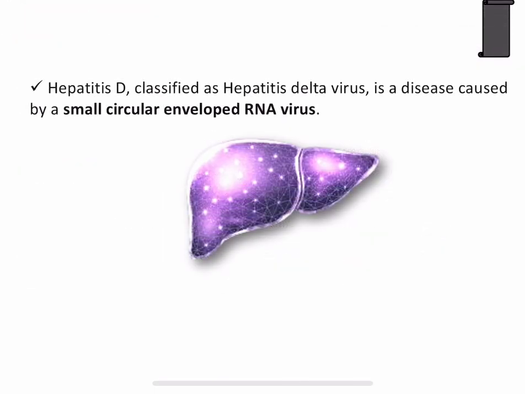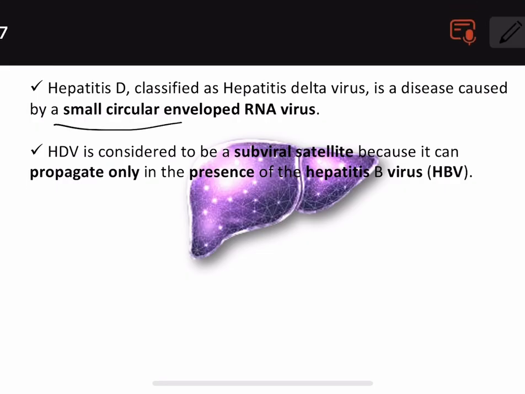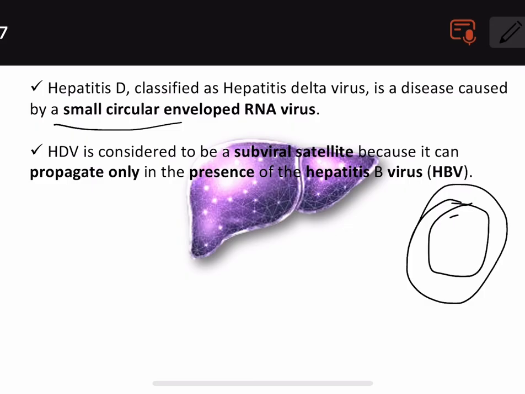The hepatitis D is classified as the hepatitis delta virus. It is a disease caused by a small circular enveloped RNA virus. Okay, it is a small virus, it is circular and it has an envelope and it is a single stranded RNA virus.